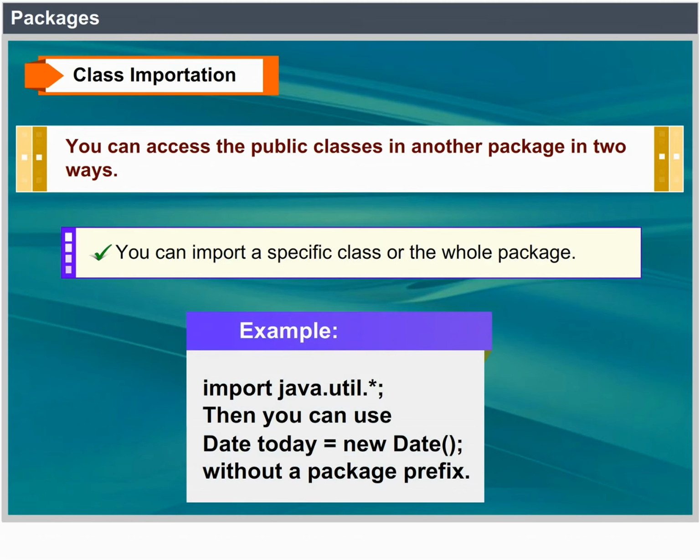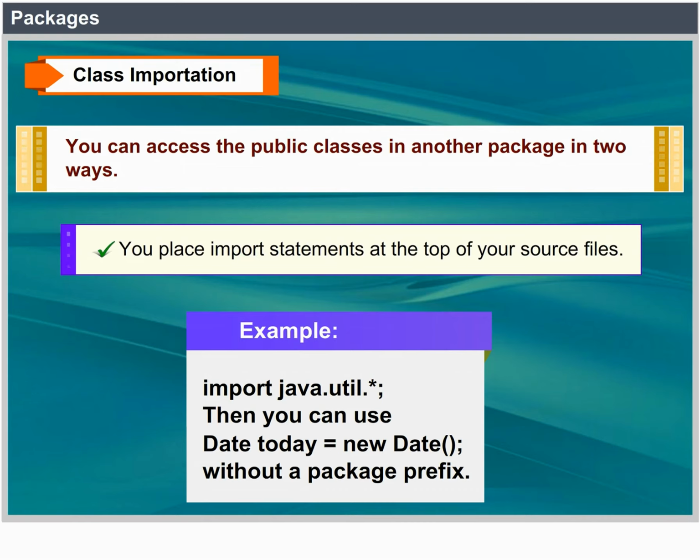You can import a specific class or the whole package. You can place import statements at the top of your source files. For example, import java.util.*; Then you can use Date today = new Date(); without a package prefix.